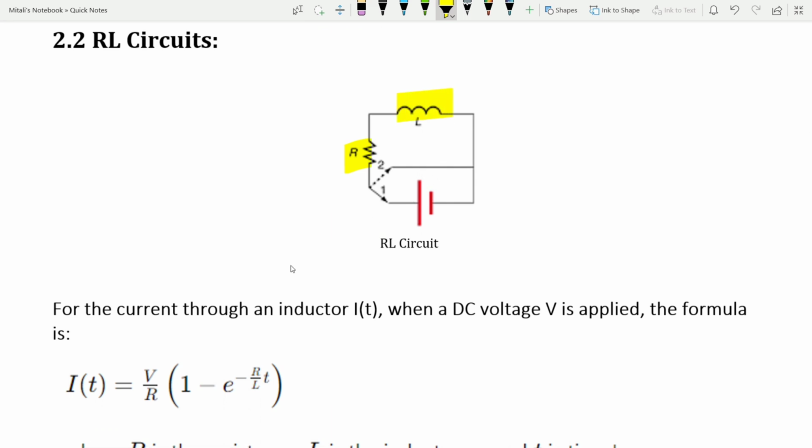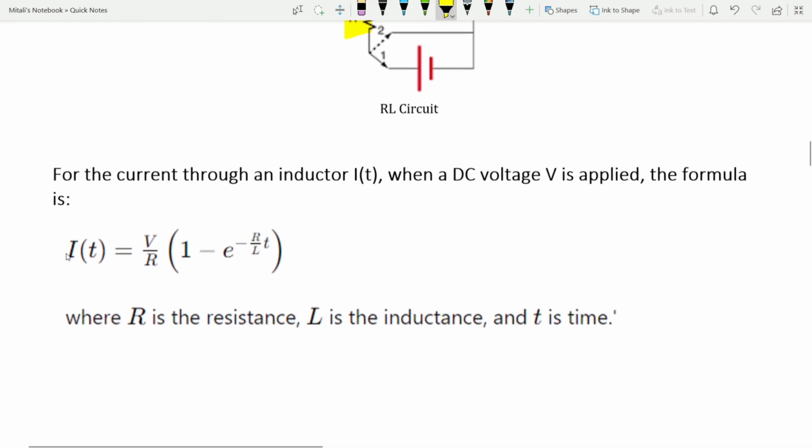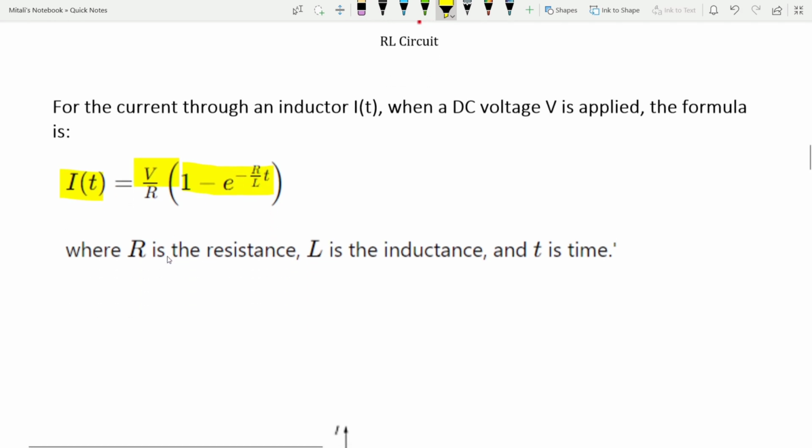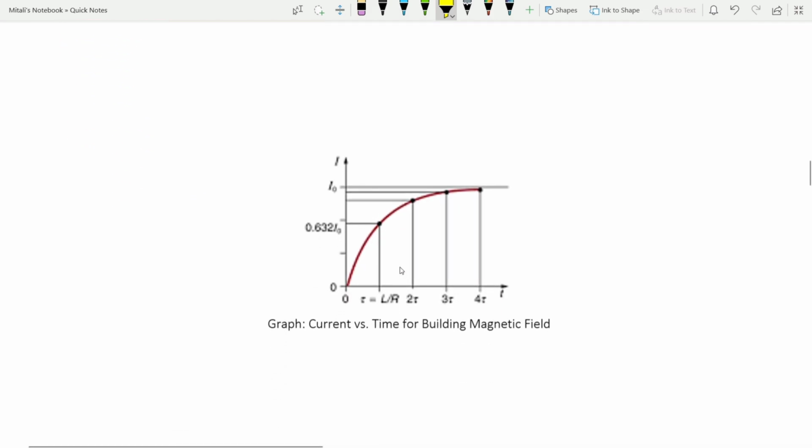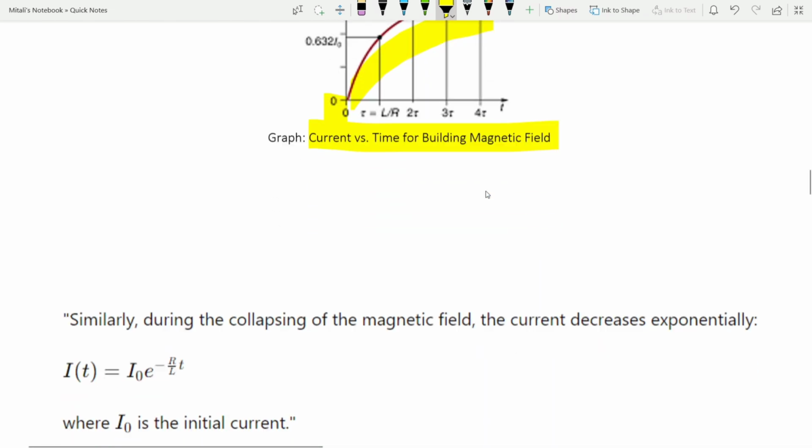Here the transient response happens when an inductor builds or collapses its magnetic field. For the current through an inductor, i(t), when a DC voltage V is applied, the formula is i(t) = (V/R)(1 - e^(-Rt/L)), where R is resistance, L is the inductance and t is the time. We can see the graph of current versus time for building the magnetic field. The current starts from 0 and gradually increases to V/R, the steady state current.